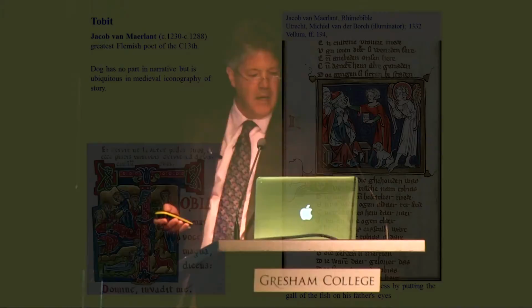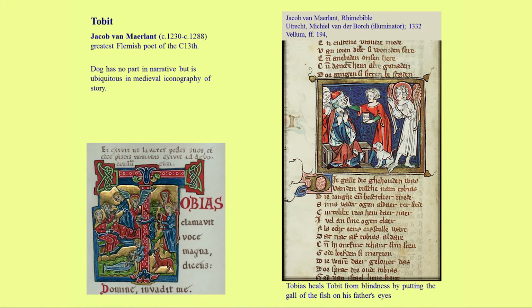One of the stories, there are many, but one of the ones that I think probably has the most interest for us, particularly so frequently illustrated, is the story of Tobit. And here is Jacob van Maerlant, the greatest Flemish poet of the 13th century, illustrating his Bible, showing the son of Tobit anointing the eyes. He scraped the eyes with fish gall to cure his father's blindness.